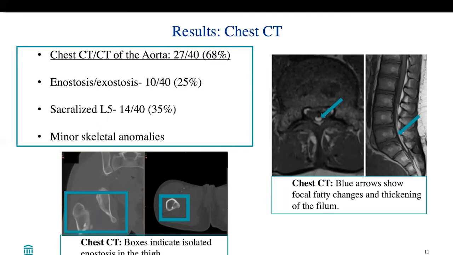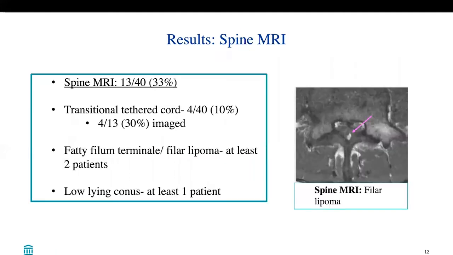From these scans, we have seen enostoses and exostoses in at least 10 out of 40, or 25% of patients. These can essentially be described as excess bone growth or bone islands, and they sound scary, but we feel as though these demonstrate the idea of gain of function that is associated with Myhre syndrome. Because we're able to see views of the spine on some of these scans, we have also noted 14 patients with a sacralized L5, which is essentially fusion between parts of the bottom of the spine. Various minor skeletal anomalies have also been detected, but there will be more on that as the study progresses.